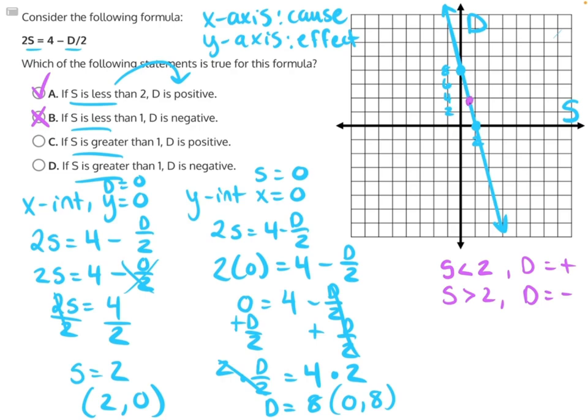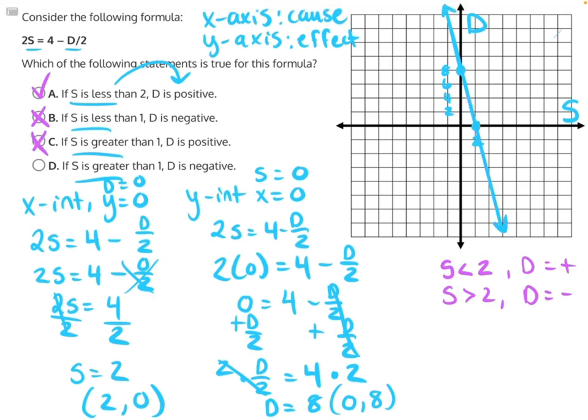C says if s is greater than 1, so let's bring that point back. If s is greater than 1, then d is negative. Well, that's partially true, because if we look at all the values greater than 1, some of these are positive, this many values are positive. But once we continue past, then all of these points become negative. So that is only partially true, and that makes it incorrect.